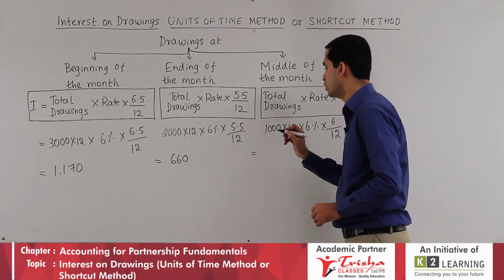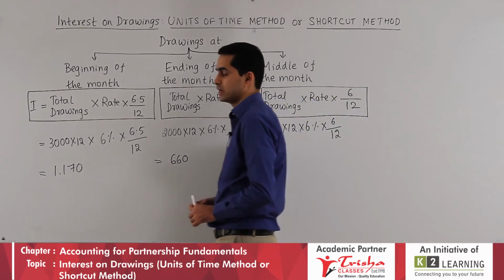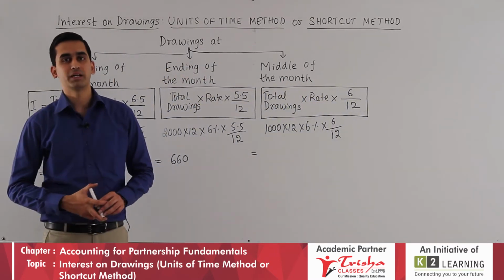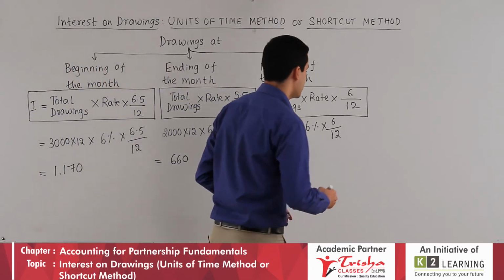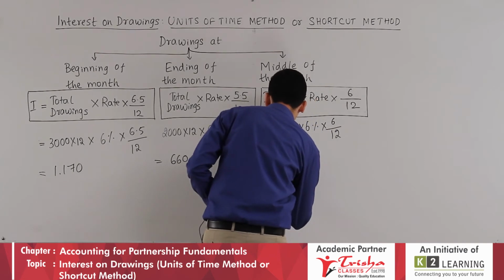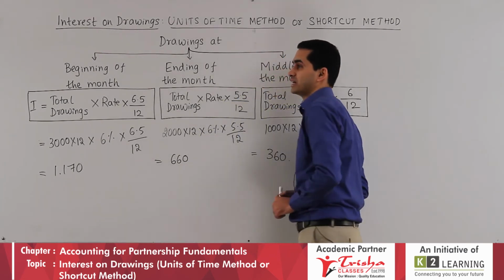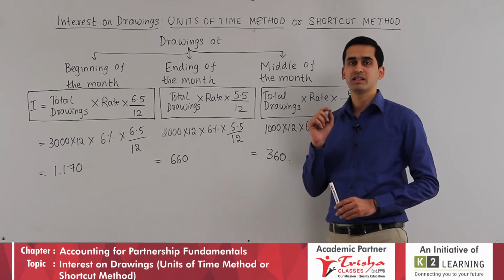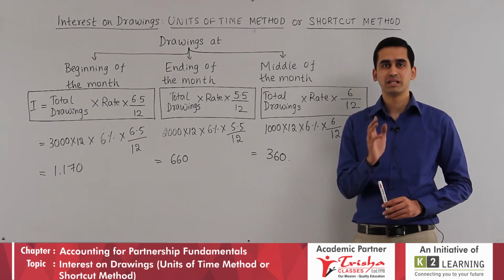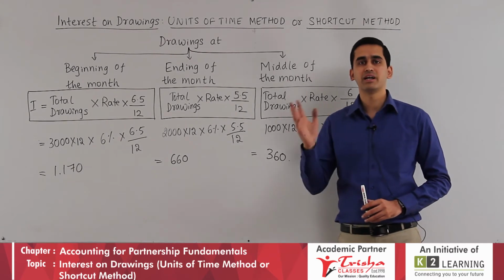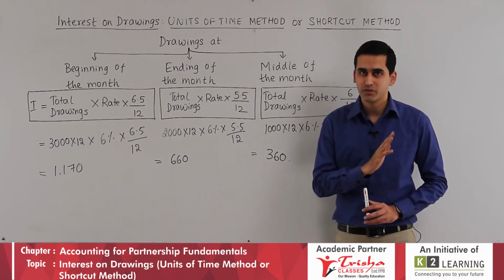Therefore, I should do 1000 into 12 into 6% multiplied by 6 divided by 12. The amount comes to 360 rupees. The reason why we call it a shortcut method is all that we need to identify is only whether the drawing happens at the beginning of the month, or at the end of the month, or at the middle of the month.